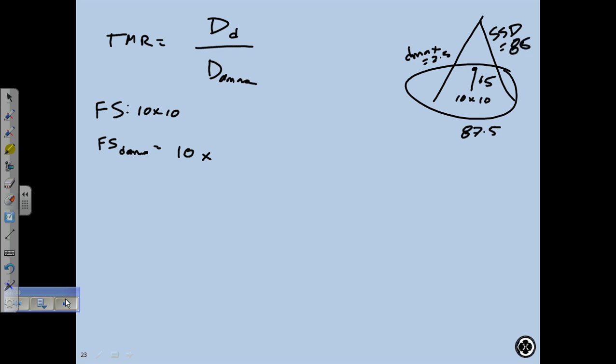All right, so then the field size is 10 by, all right, so it's 8.75. We're about 9. Let's just call it 9. Okay, so that's the field size at Dmax. So what we can do is take the dose. Well, we're starting with our dose of 100 times the TMR.